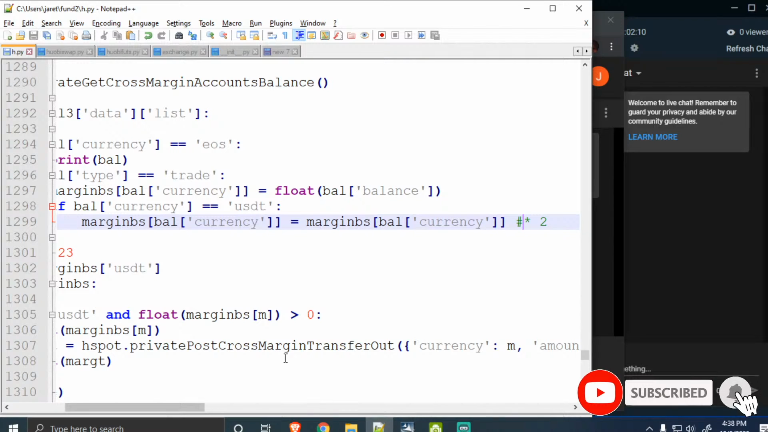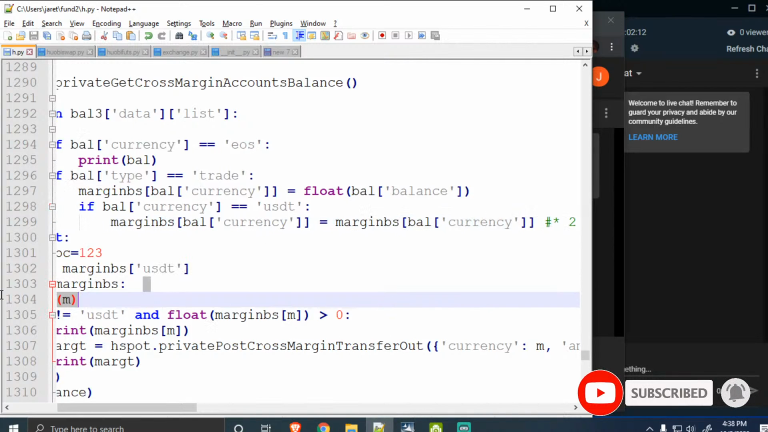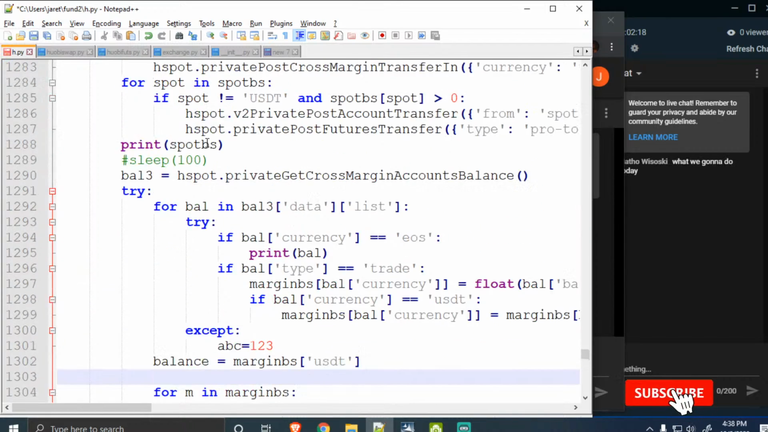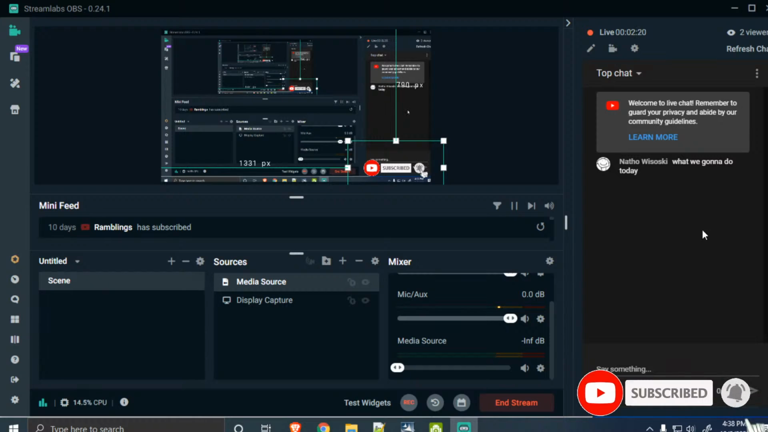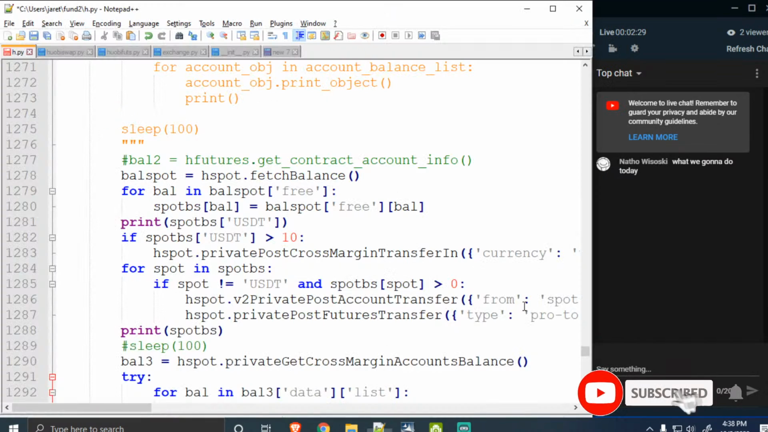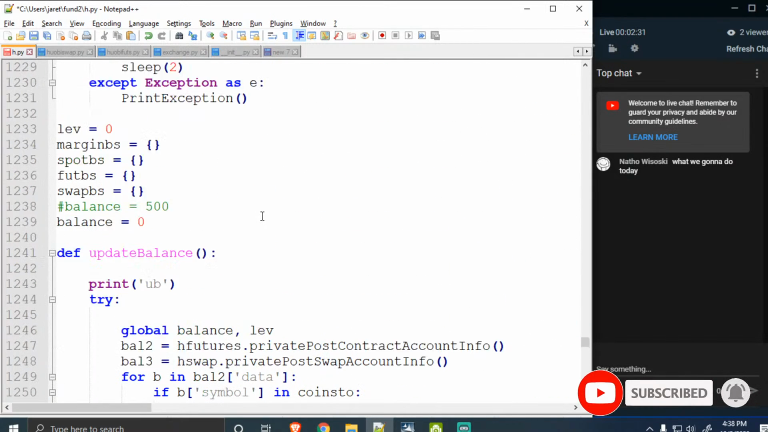So what are we doing? We're creating a spot. Now, what I really want to do is have another balance variable. What we're going to do today? Hello! I can't even see your name because of the type here. Natho Wisowski. We're completing a port of a bot that I had for FTX. We're going to make it on Huobi.